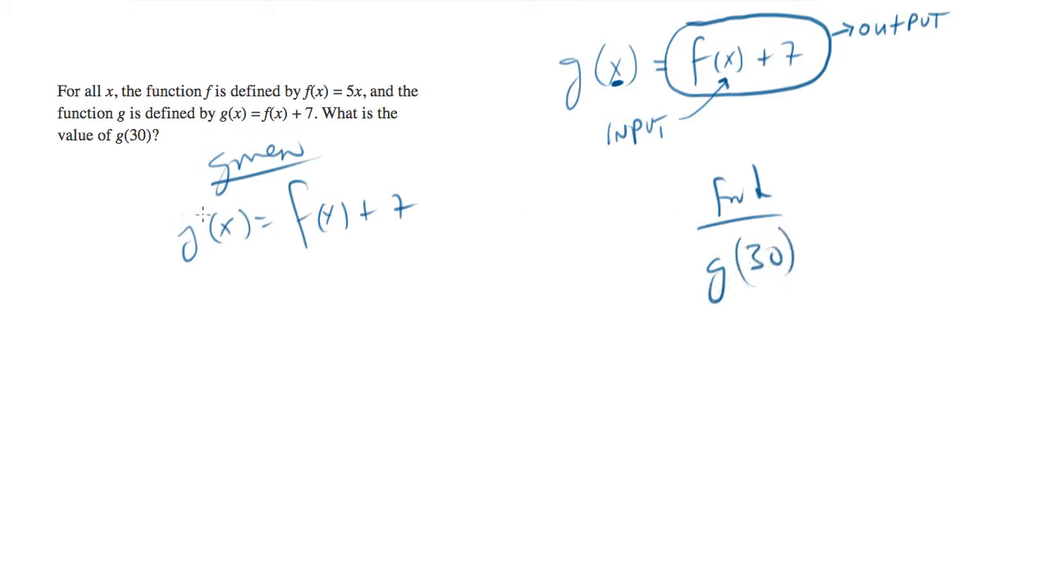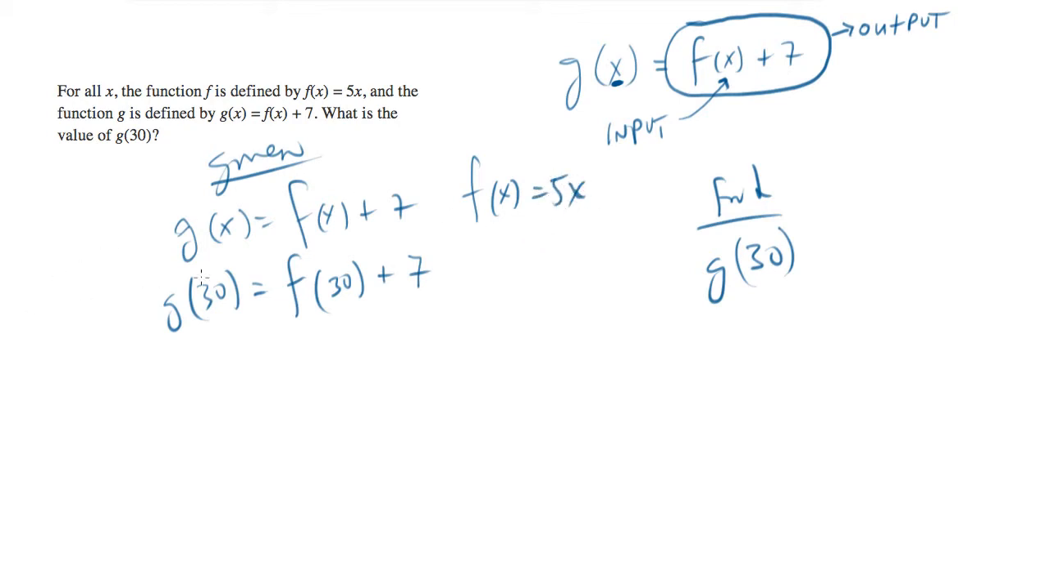Well, let's try plugging 30 in for the x in g and see what we get out the other side. So g of 30 will be equal to f of 30, and I'm just plugging 30 in everywhere there's an x. But now we suddenly need to plug in f of 30. Well, here's what we were given for f of x. F of x is equal to 5x.